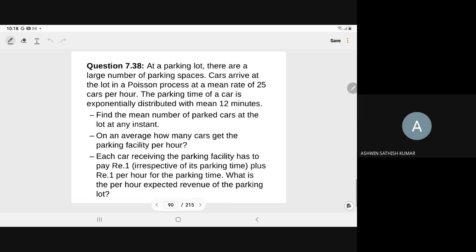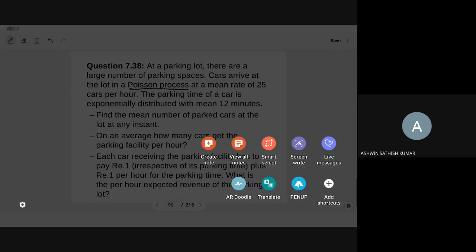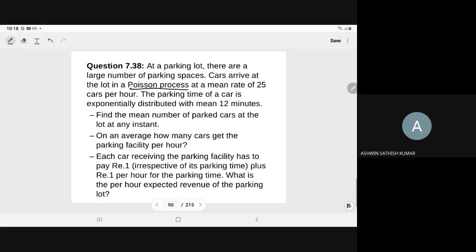Now, at a parking lot, there are a large number of parking spaces. There is no limitation of the parking space. Cars arrive at a lot in a Poisson process. So arrival of the cars follows the Poisson process with mean rate of 25 cars per hour. So it is given to you as lambda. Lambda is given to you as 25 cars per hour.